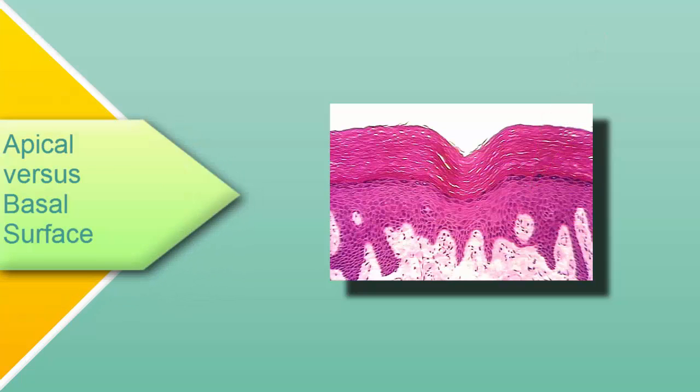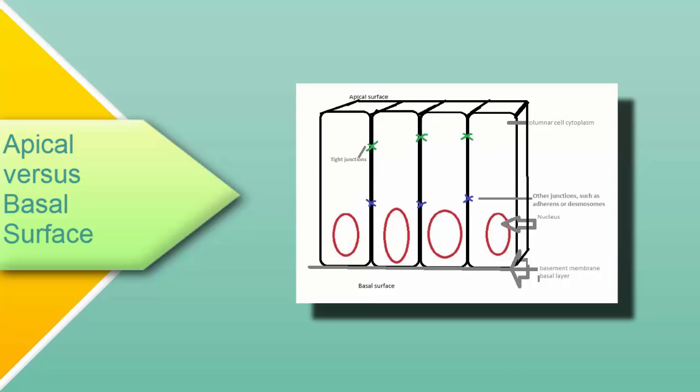When discussing epithelium, we will refer to the upper free surface, which is exposed to the body exterior or the cavity of a hollow organ, as the apical surface, and the lower part of the epithelium that is attached to another tissue as the basal surface. We can also use these terms when referring to a single cell. Here is the apical surface of the cell and the basal surface.